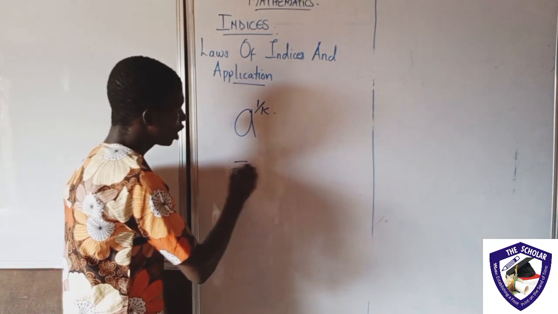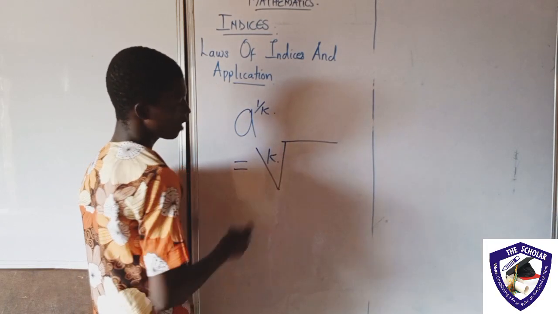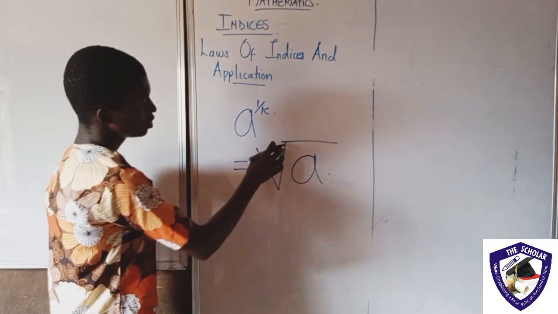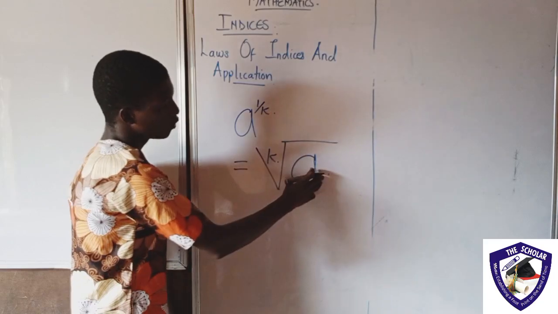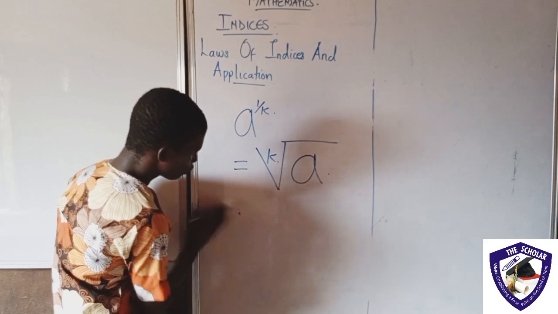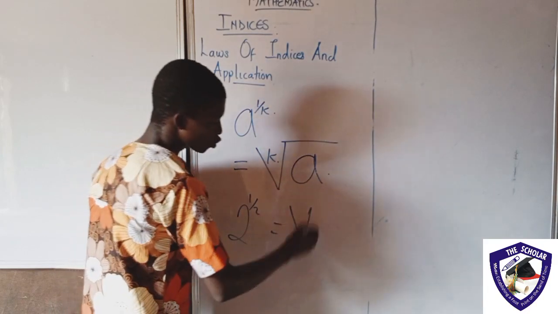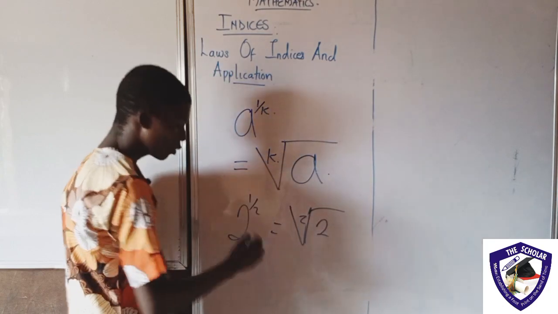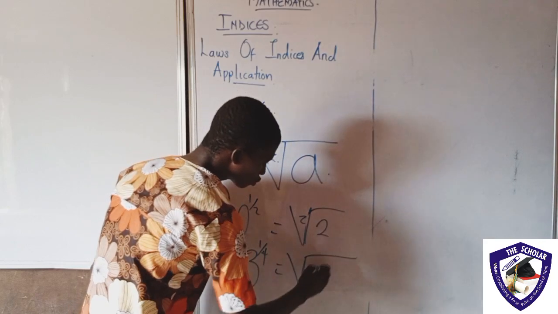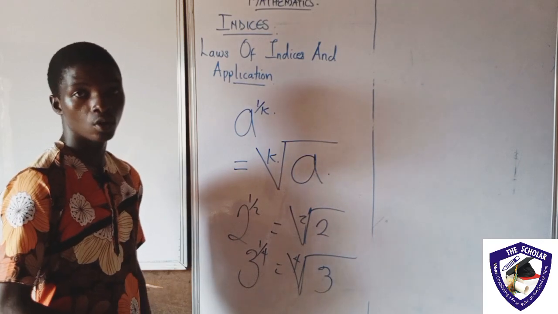So in this case, the law states that we are going to have the kth root of a. That means the root, because it is not given. For example, when we have 2 raised to the power 1 over 2, it's telling us the square root of 2. When we have 3 raised to the power 1 over 4, it's telling us the fourth root of 3. And that's how to apply that law of indices.